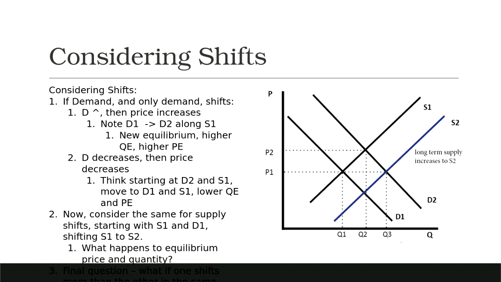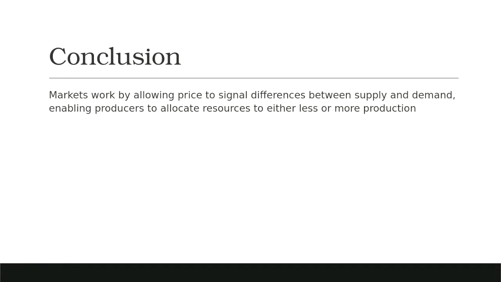All right, so I highly recommend you sit down with your text, read over this section, practice drawing out some of these shifts, and start identifying what shifts do, and also interpreting what happens at equilibrium. So just one final summary. Markets work by allowing price to signal differences between supply and demand, as we've talked about in examples of surplus and shortages, which enables producers to allocate resources to either less or more production.